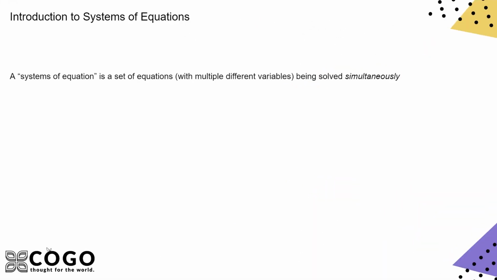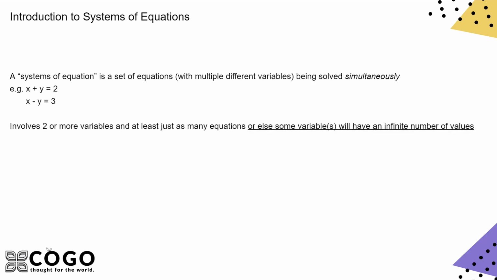A system of equations is a set of equations with different variables being solved simultaneously. For example, within this system of equations, there are two equations, which are x plus y equals 2 and x minus y equals 3. This system has two variables and two equations, but as long as there are more equations than there are variables, we can solve it. However, if there are more variables than equations, some variables will have an infinite number of possible values. This will be elaborated later on in the video.